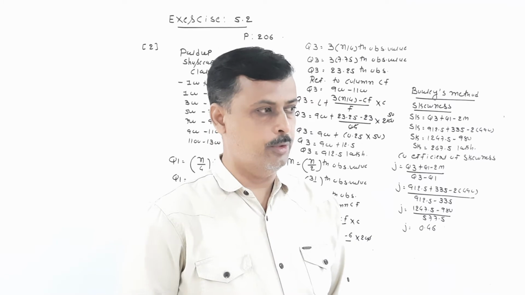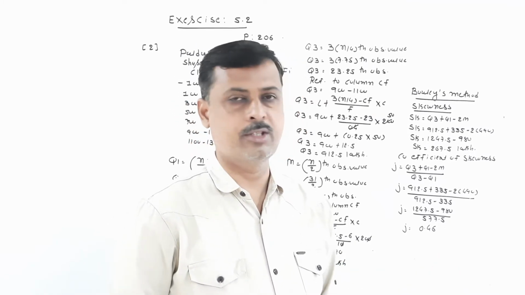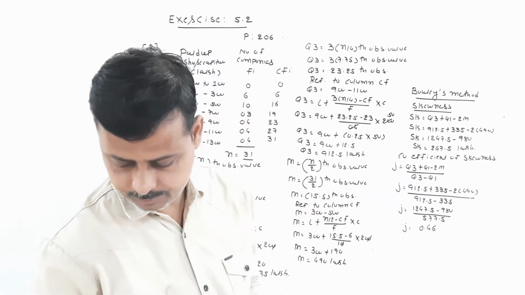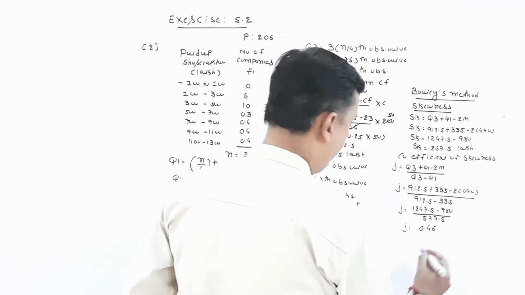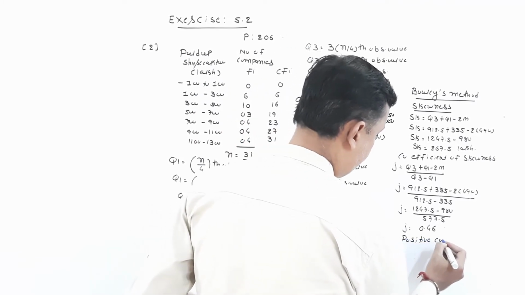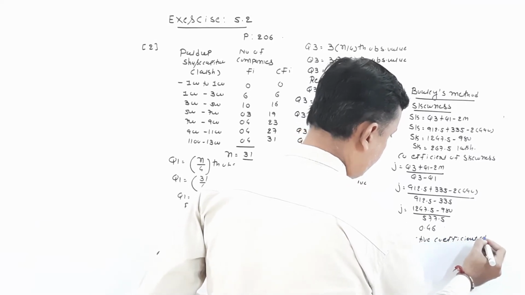So 0.46, so your answer 0.46 is plus, so it is positive skewness. Positive coefficient of skewness.